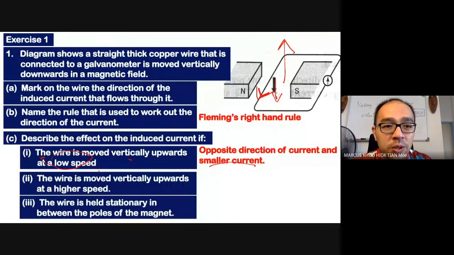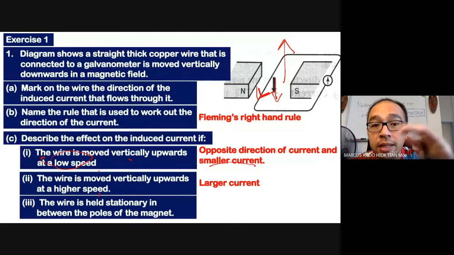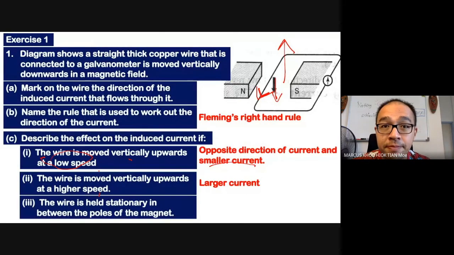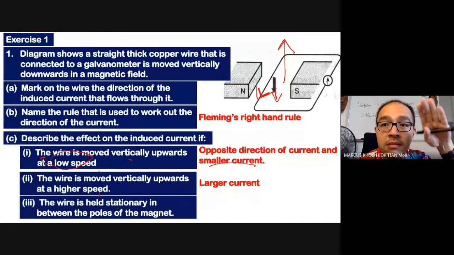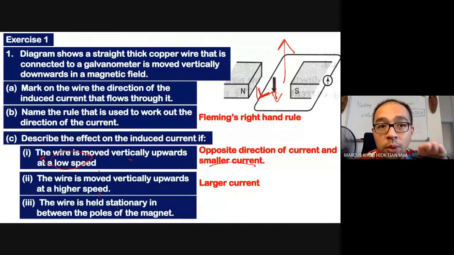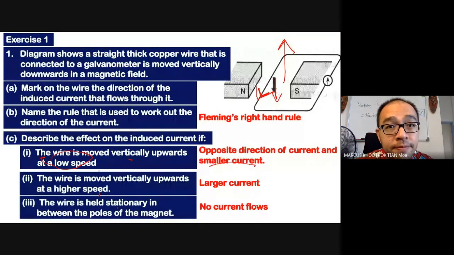Okay, so if you move the wire vertically upwards at a higher speed, you're going to have the same direction. It's going to be going inwards, but it's going to be a larger current. And if you hold the wire stationary, meaning there is no movement, what do we expect to get? We expect to get no current.